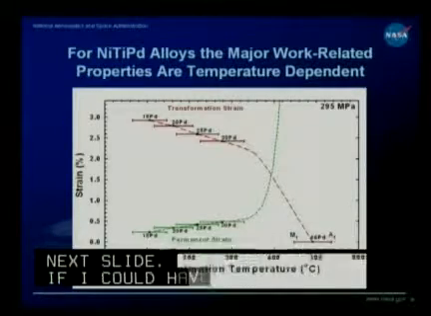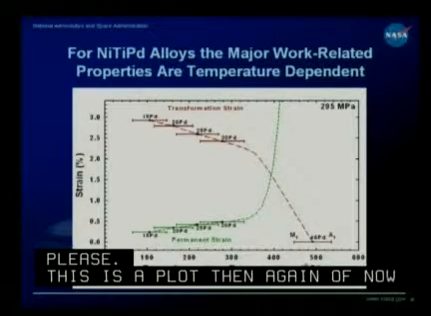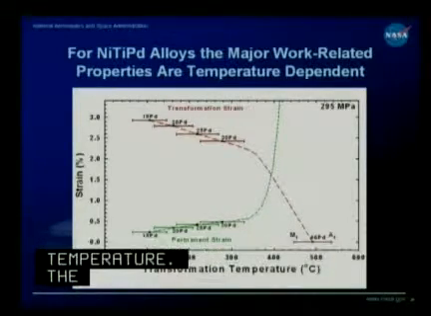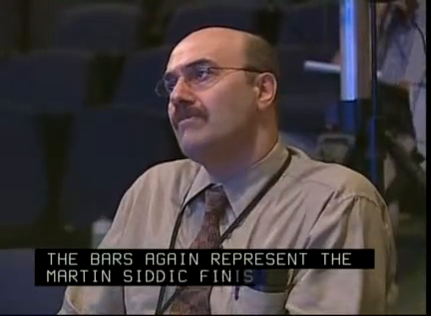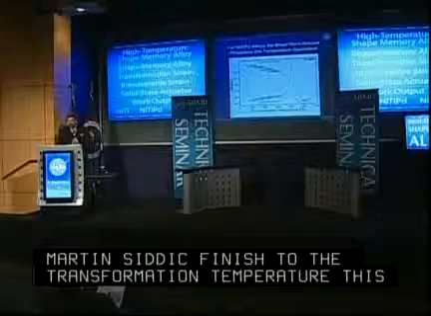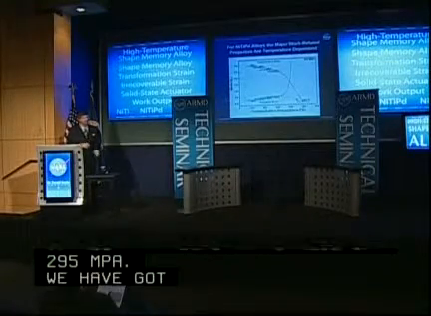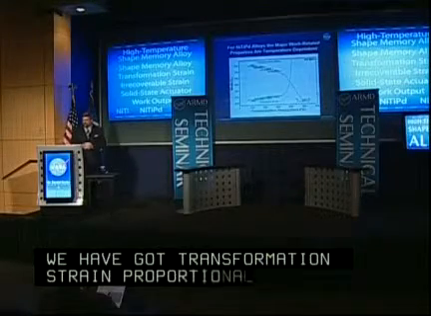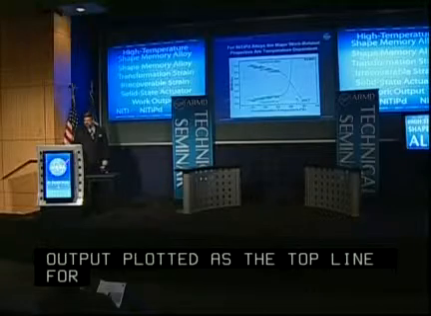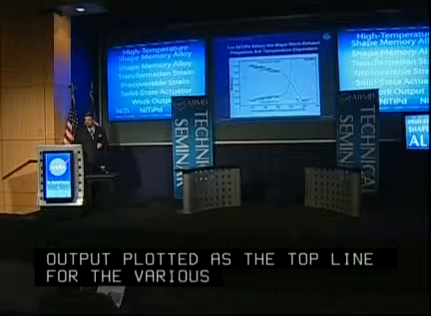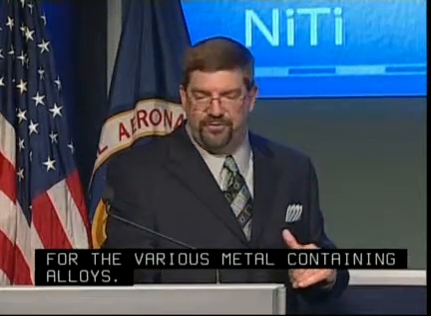This is a plot then again of strain versus transformation temperature. The bars again represent the martensitic finish to the austenitic finish transformation temperature. This is all at a constant stress of 300 MPa, or 295 MPa. And we've got transformation strain, which is proportional to your work output, plotted as the top line for the various palladium-containing alloys. And you can see you get a slight decrease in transformation strain with increasing palladium content or increasing transformation temperature, but at some point it drops off and it just falls to zero.